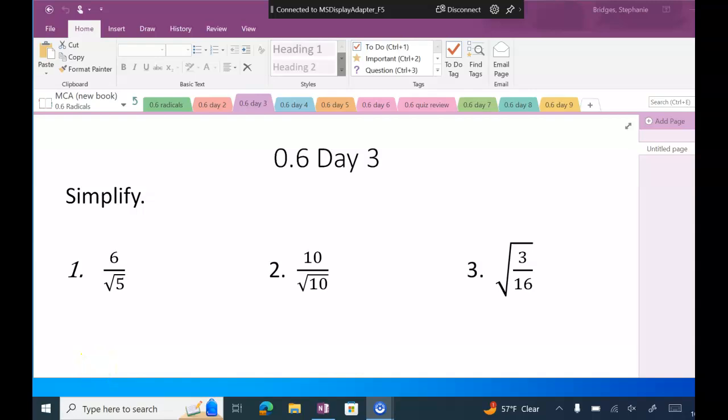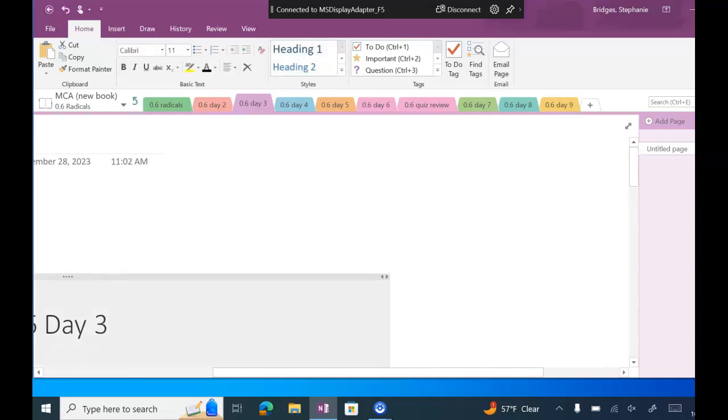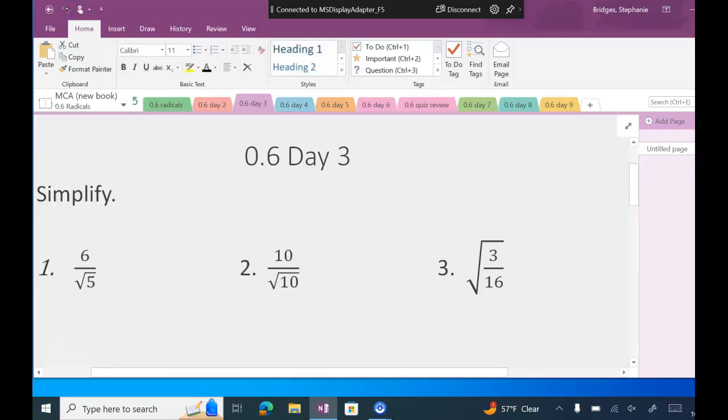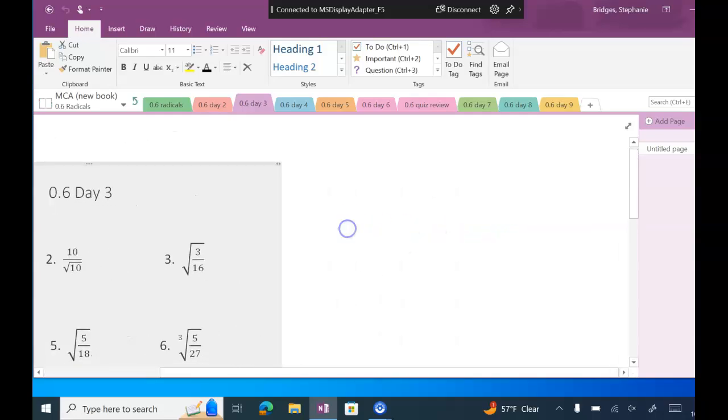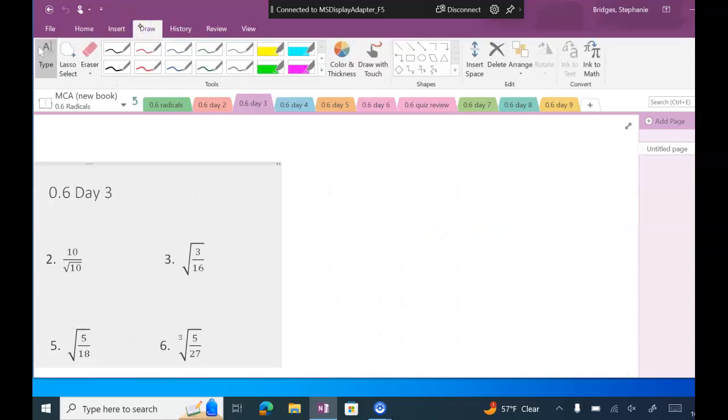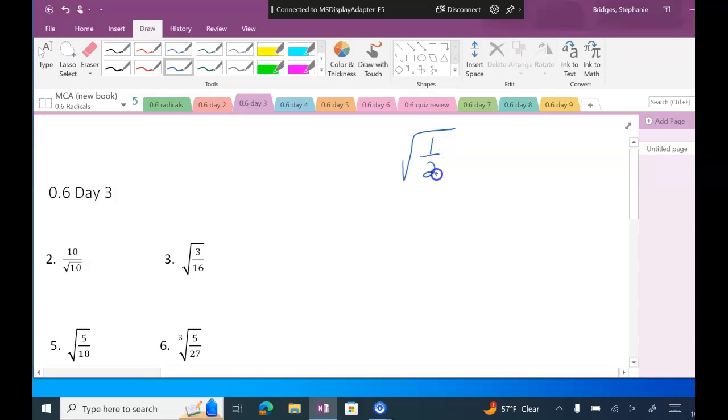Okay, so when we're simplifying and involving radicals and fractions, there are a couple of rules. First of all, we cannot leave a fraction under a radical. So what I mean by that is I can't have, like, a square root of a fraction. That's not completely simplified.